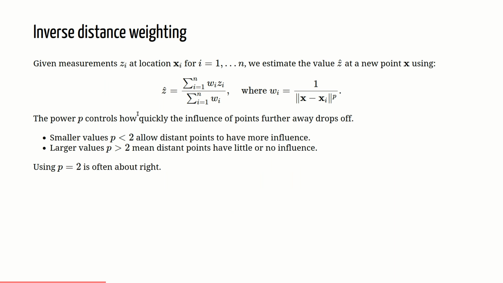Okay, so the power p controls how quickly the influence of points that are far away sort of drop off. Okay, so small values of p, so p less than about 2, the distant points will have more influence, and large values of p, distant points will have little or essentially no influence. And p equals 2 is often about right. So we assume that the influence of points drops off with the squared distance. This tends to work for lots of physical processes, for example, because diffusion is approximately proportional to the area, which is approximately the distance squared.